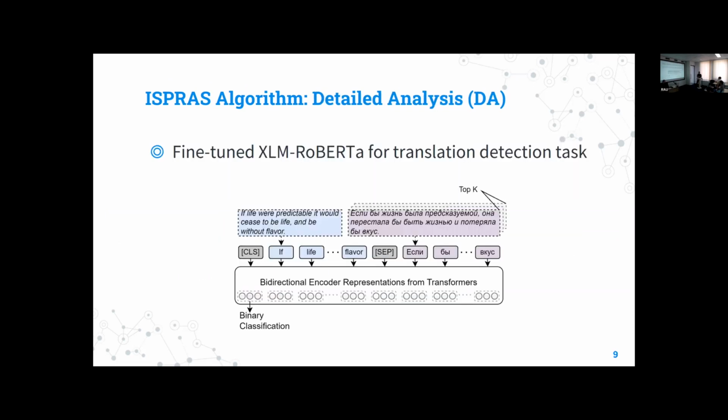The detailed analysis step. Here, for each sentence, we finally had the top K candidate fragments. We divided those candidate fragments into sentences, and then compared the suspicious sentence sentence-wise with the original source sentences. It was just a binary classification. We named it translation detection.